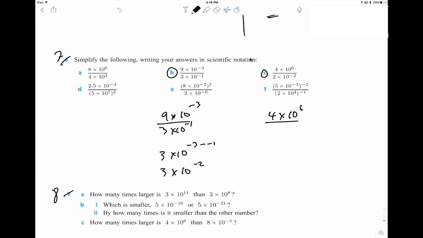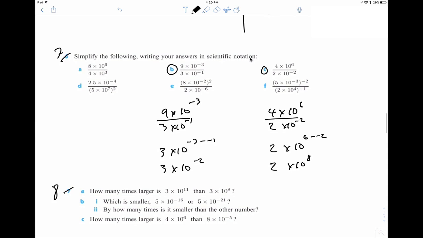See if it's any different or much different. 4 times 10 to the 6th over 2 times 10 to the minus 2. A little different, but basically 2 times 10 to the power of 6 minus minus 2. 2 times 10 to the power of 8.